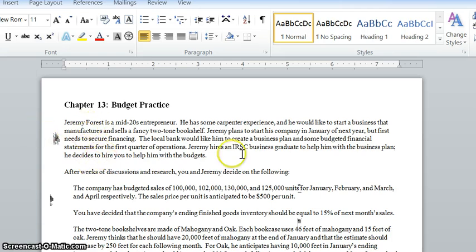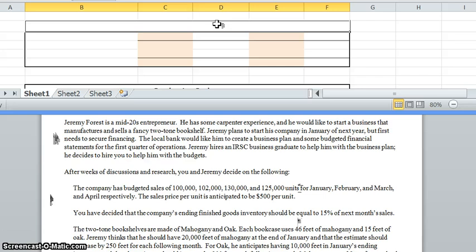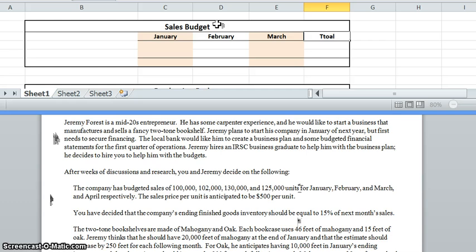So Jeremy here plans to start a company. I believe he's making bookcases or bookshelves. Yeah, bookcases. And he plans to start this company in January of next year. So he is going to need the financial statements for the first quarter of operations. So what we are going to be doing is analyzing his sales budget for 3 months, January, February, March, and we're going to have a little total column here.